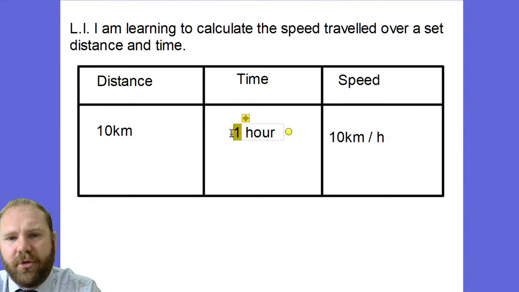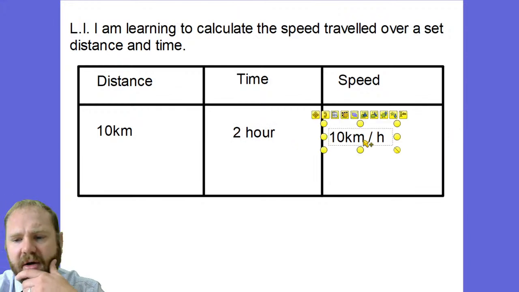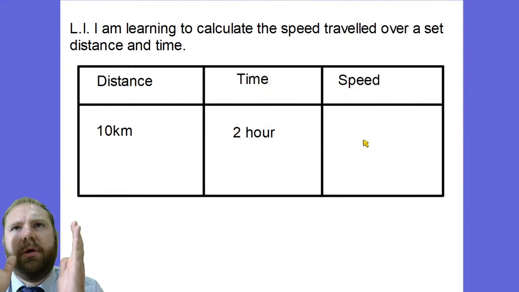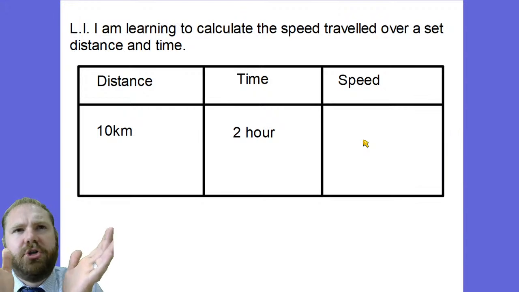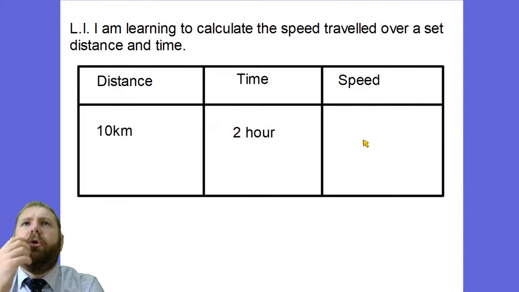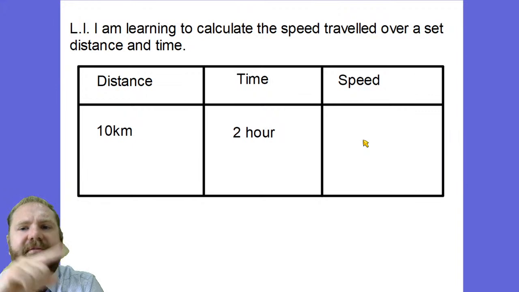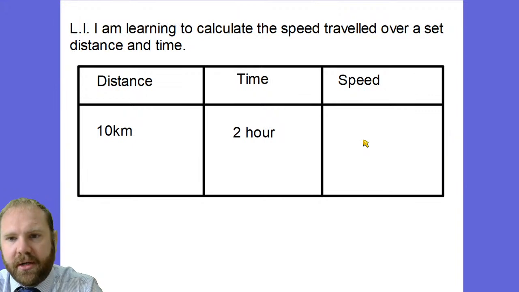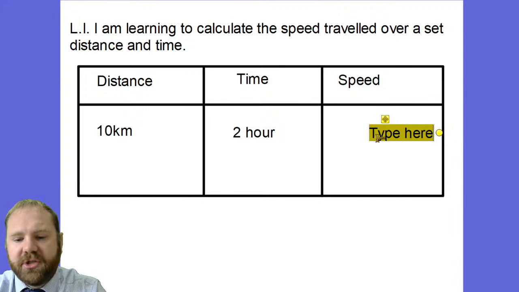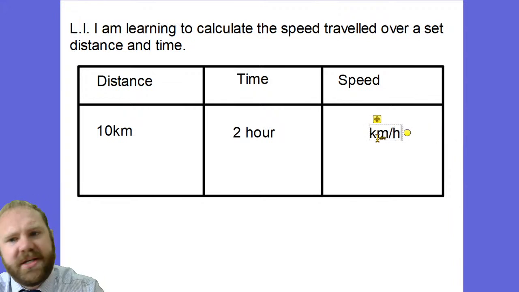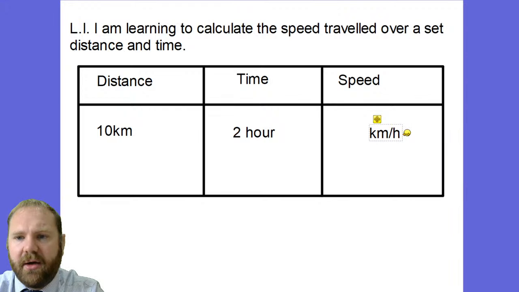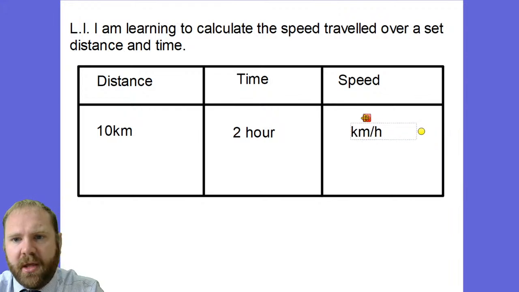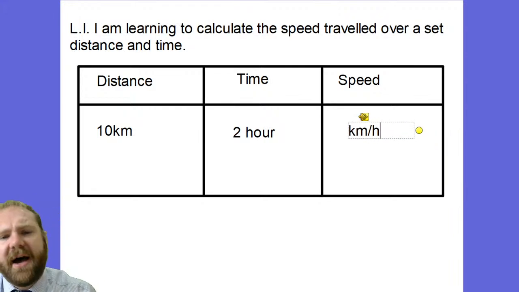So let's say that we're going 10 kilometers in 2 hours. Ah, right, now we need to think a little bit more. Right, so 10 kilometers in 2 hours, and we want to know how far we're going every hour, because speed is measured in things per hour, so kilometers per hour. I don't want to know 10 kilometers every 2 hours. I want to know how far I go every 1 hour. So in other words, we're going to have to divide. We're going to have to do a little bit of division.